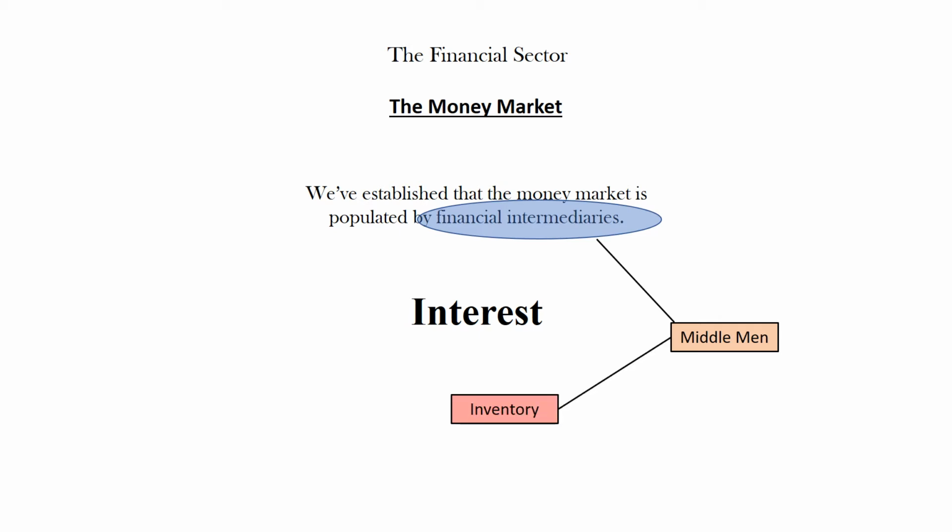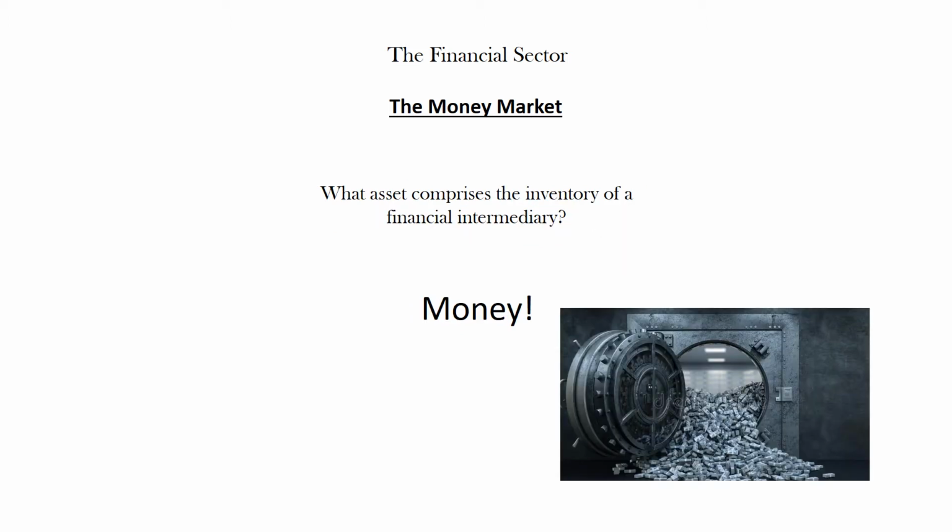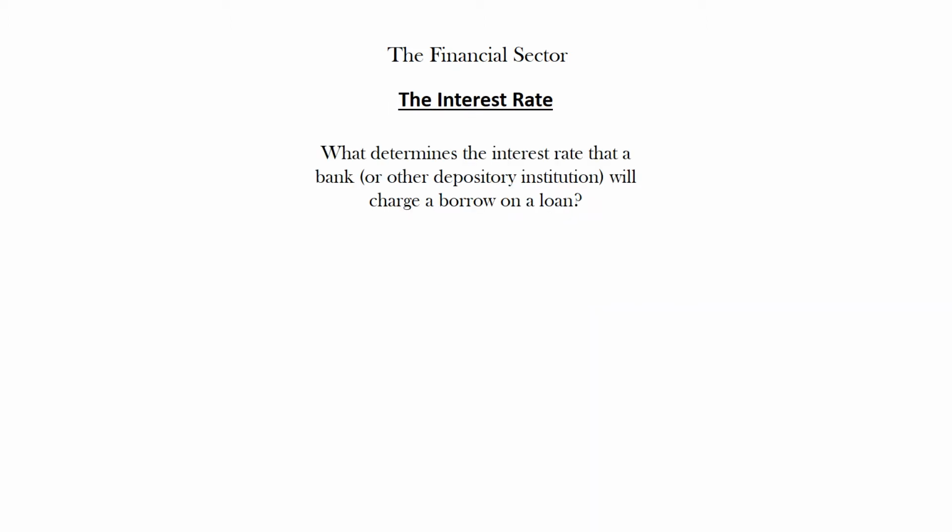And as we saw in the previous video, the thing that makes the depository institution so good at being a middleman is that it keeps an inventory. The inventory of a depository institution is money. So now we are going to consider the factors that determine the interest rate that a bank or some other depository institution will charge a borrower on a loan.